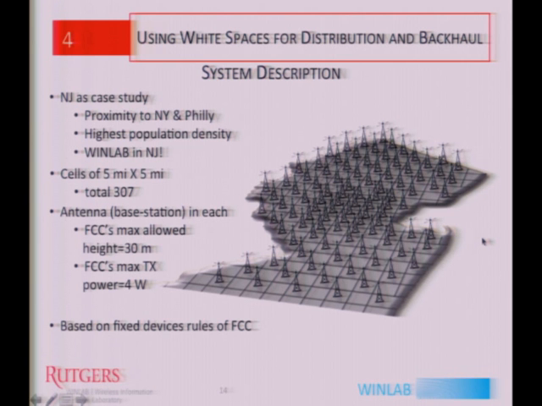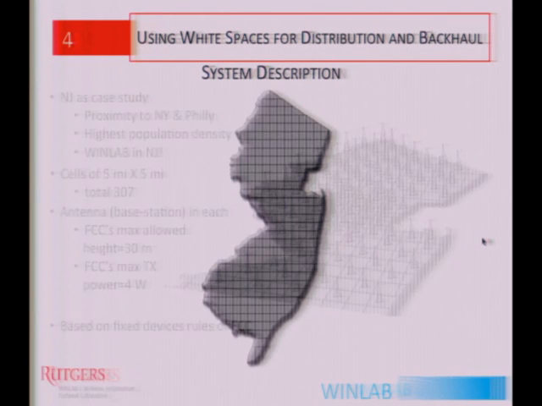And so these are FCC requirements for these antennas. They cannot be higher than 30 meters. Their transmission power should be limited to 4 watts ERP. And since these are fixed devices, we're going to use the fixed device rules from the FCC rules and regulations.